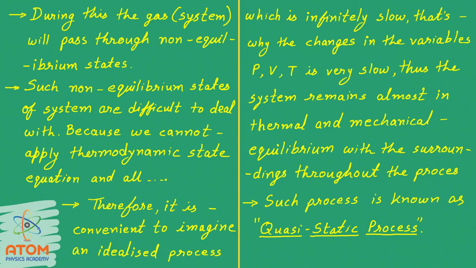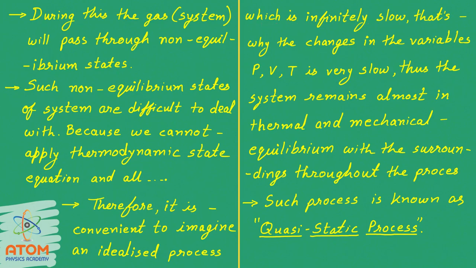Now there is a little problem with this type of non-equilibrium state, that such non-equilibrium states of a system are difficult to deal with, because we cannot apply thermodynamic state equations and so on. See, when the system is in a non-equilibrium state, then pressure, temperature, volume will be rapidly changing, right? So you cannot apply thermodynamic equations there. So you cannot define this type of non-equilibrium system. Therefore, it is convenient to imagine an idealized process which is infinitely slow.